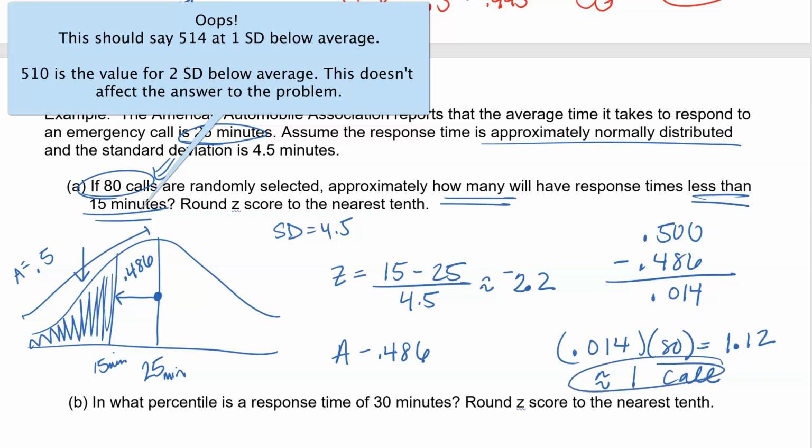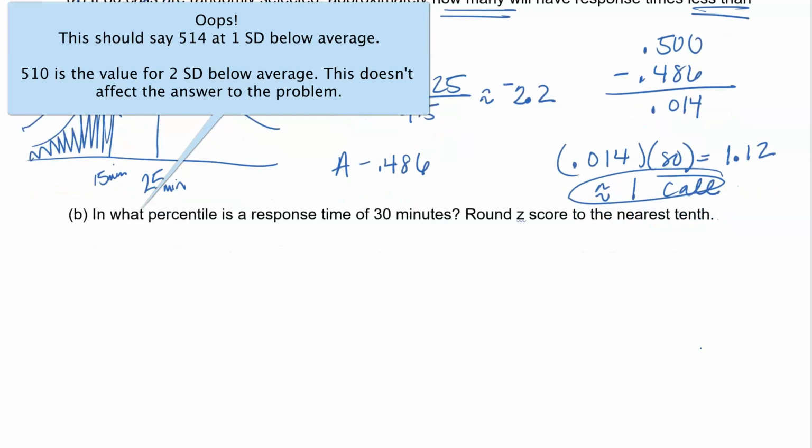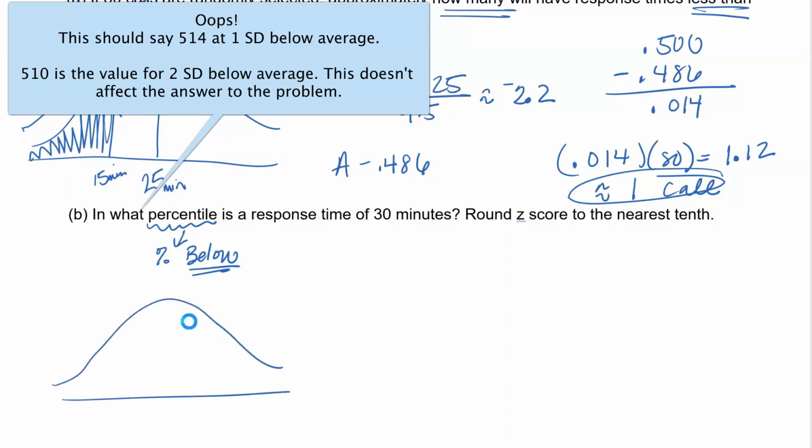Okay, so this next one asks about a percentile. So remember from module 9, we talked about percentiles. Percentile is just the percentage below a particular value. So let me just draw a picture here. We've got our mean response time of 25 minutes in the middle. In what percentile, or what's the percentage below, of a response time of 30 minutes? So 30 minutes is going to be to the right of 25.